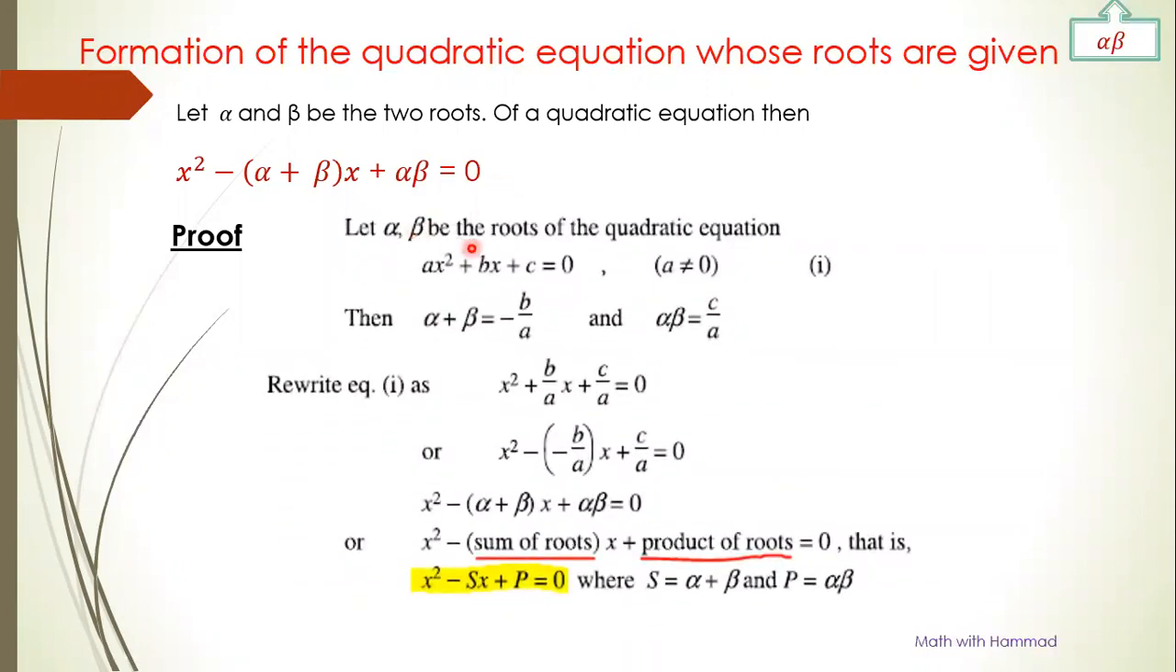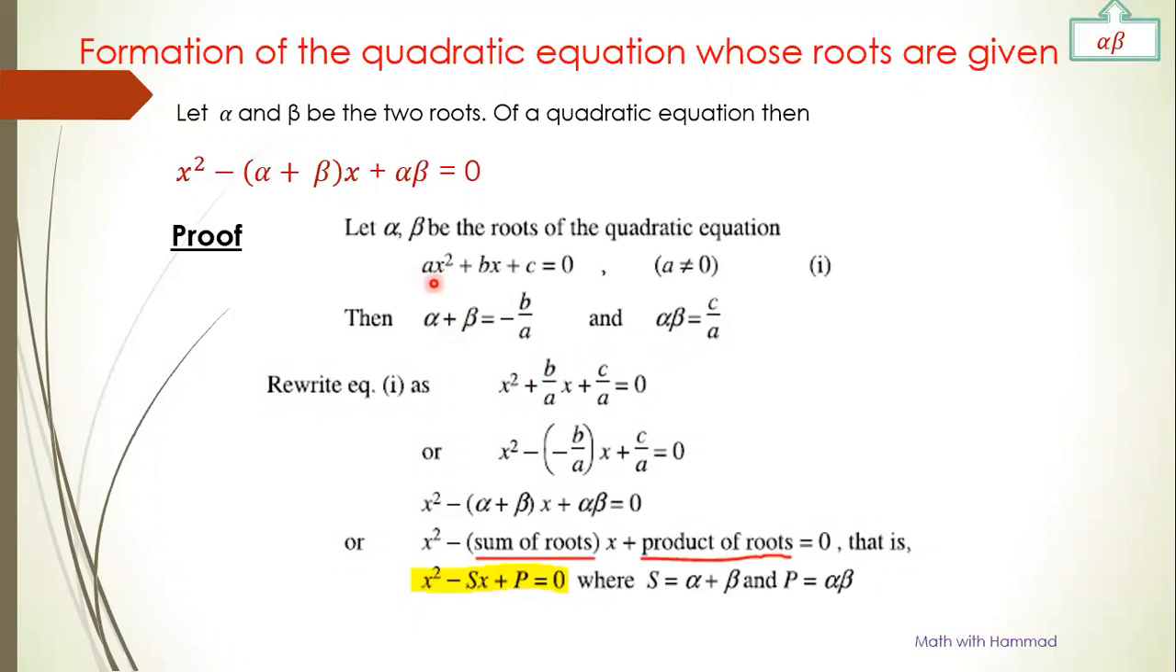Let alpha and beta be the roots of quadratic equation. As we know that the standard form or general form of quadratic equation is ax square plus bx plus c is equal to 0, where a is not equal to 0. Why? Because if a is equal to 0, we get linear equation, not the quadratic equation. Here, sum of roots or alpha plus beta is equal to minus b over a, and alpha into beta, that is product of roots, is equal to c over a.